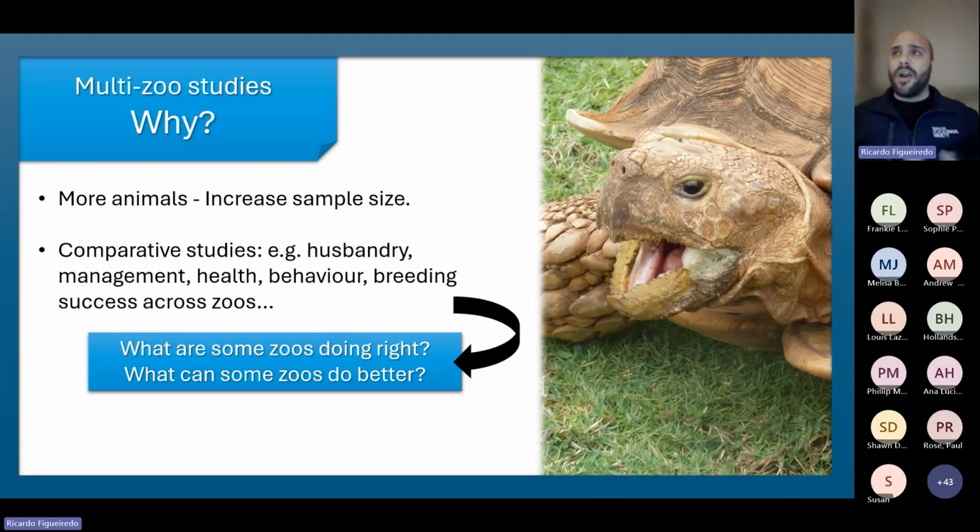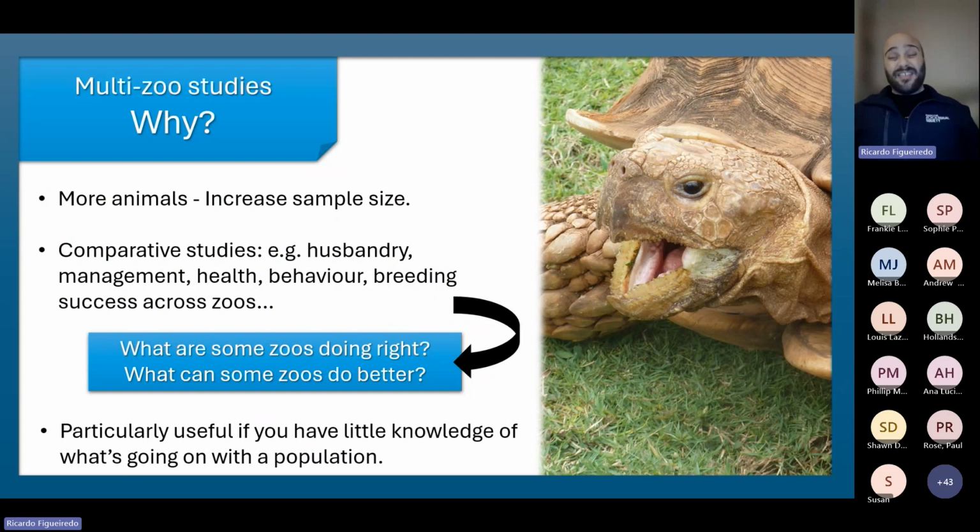And that can be very, very useful to draw a picture of what some zoos are doing right. So if some zoos are being very successful at breeding a particular species while others are not, if some zoos have a particularly high or low mortality of a species, or if you visit and even the behavior differs across zoos, some zoos have higher rates of negative behavioral indicators of welfare, while others not so much. We can use multi-zoo studies to compare and try to determine what some zoos are doing right, why they are being successful in a particular aspect, and what other zoos can do better in order to improve a particular aspect.